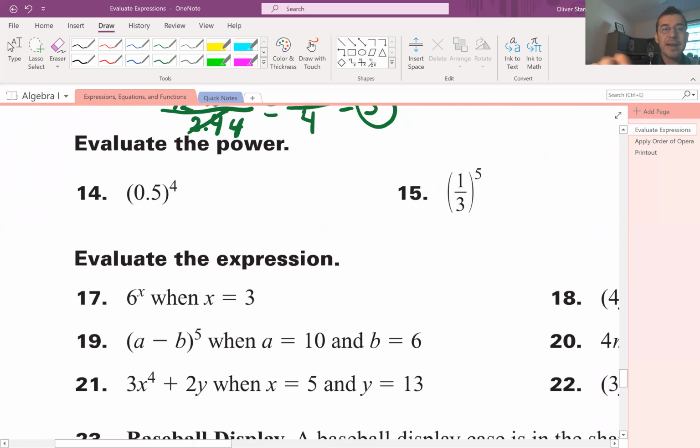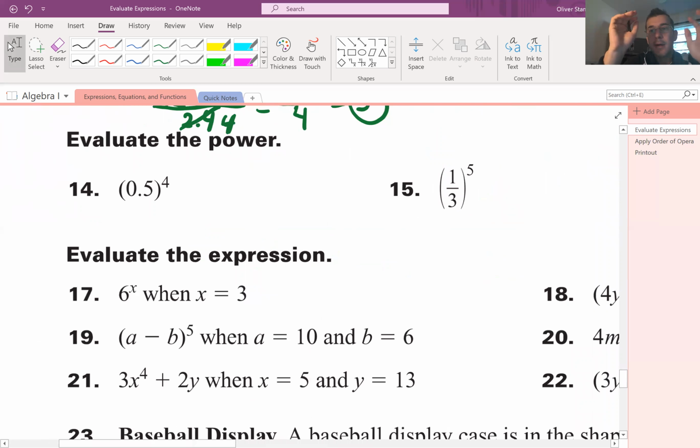Number 14, evaluate the power. Again, you can obviously do this in the calculator, but let's try not to use a calculator. So the base is 0.5. So 0.5 times 0.5, how many times? 4.